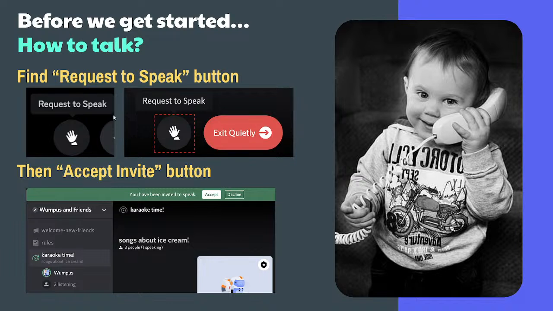So here's some info about how to talk. You can request to speak in a stage channel by clicking that small hand icon at the bottom panel of your screen. Until you do that, you will not be able to speak. When I'm bringing people up, it will be to read their log lines out loud and to answer questions about them with the purpose of helping you improve those log lines.